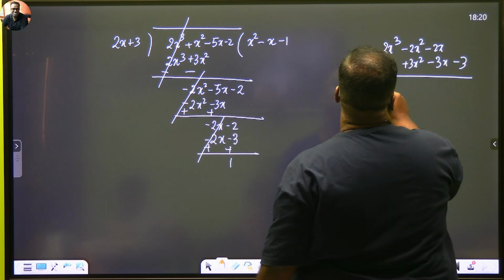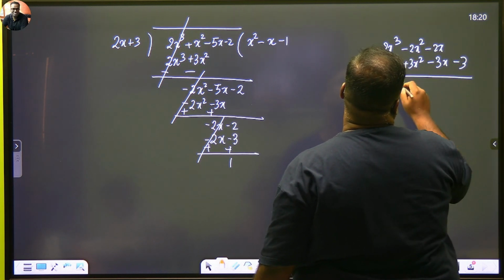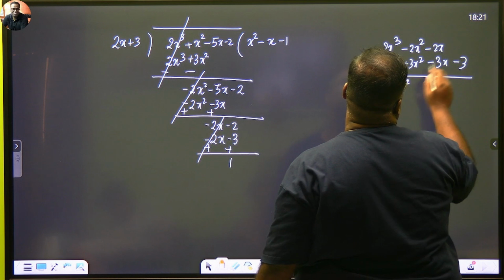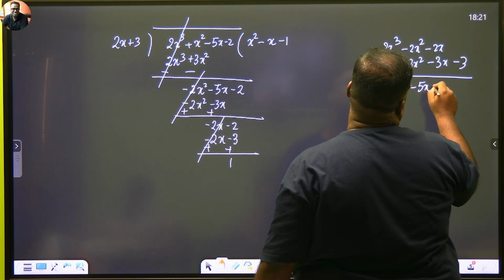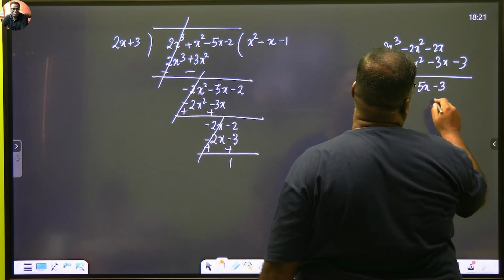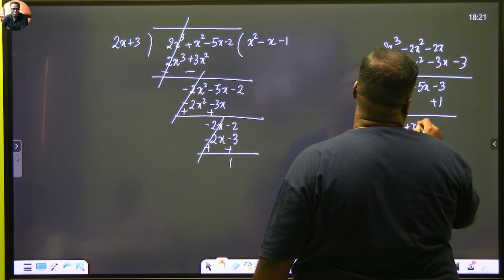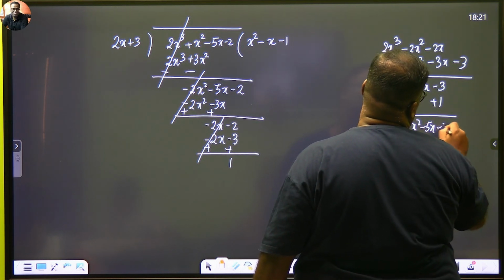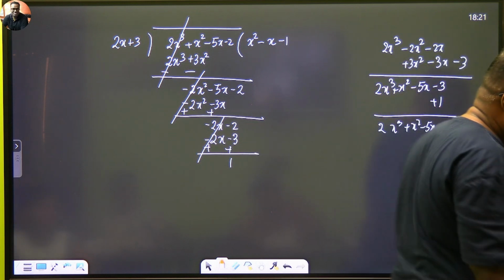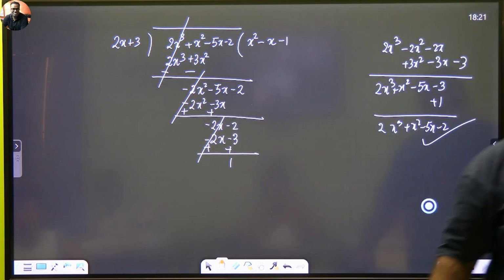Let's add them. 2x cubed. This will give me how much? x squared. This will give me -5x. This will give me -3. I still need to add 1 with it. So I should get 2x cubed plus x squared minus 5x minus 2. Daddy, my mom solved this absolutely correctly.